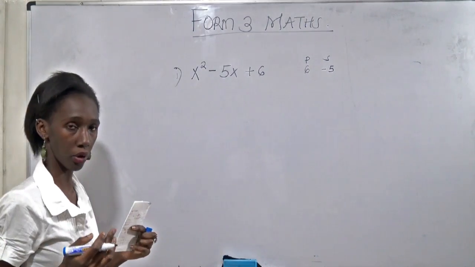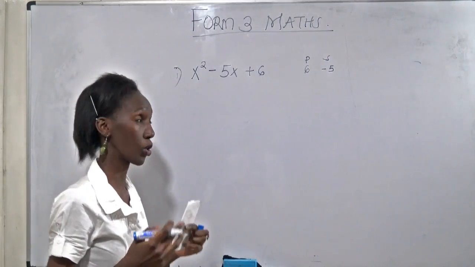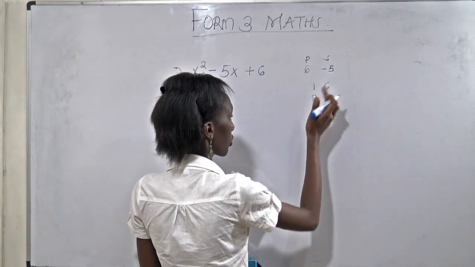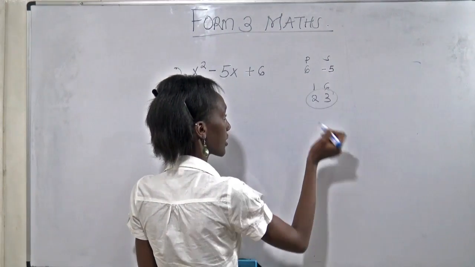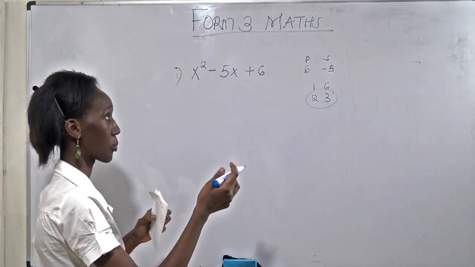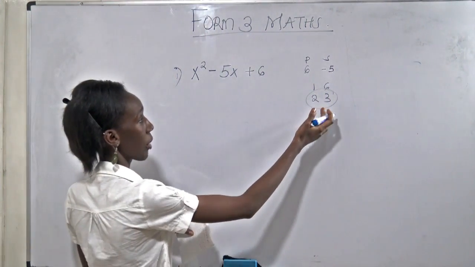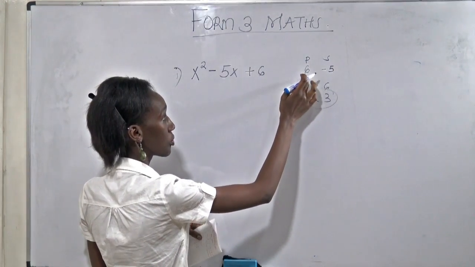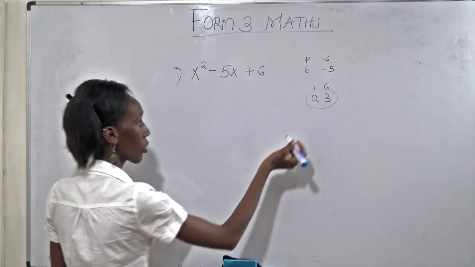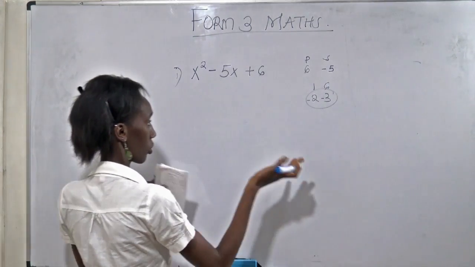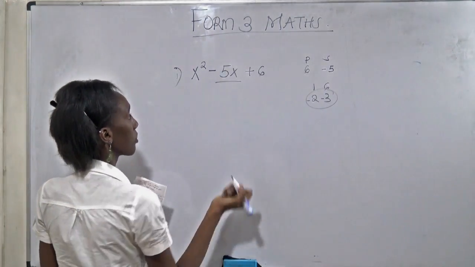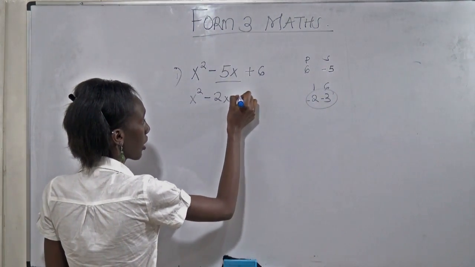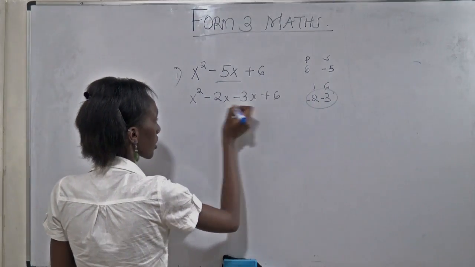So think of all the factors of 6. First, I have 1 and 6, and I have 2 and 3. So I'll think which one is closer. I'll settle down with this. Then I'm going to put out my signs so that if I add these two numbers, they're going to give me -5, and if I multiply these two numbers, they're going to give me +6. So my numbers, both of them, are going to be negative. So I'll substitute the middle term here. It's going to be x squared minus 2x minus 3x plus 6.